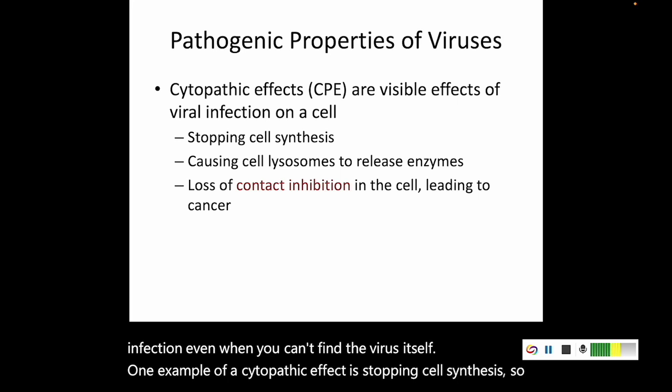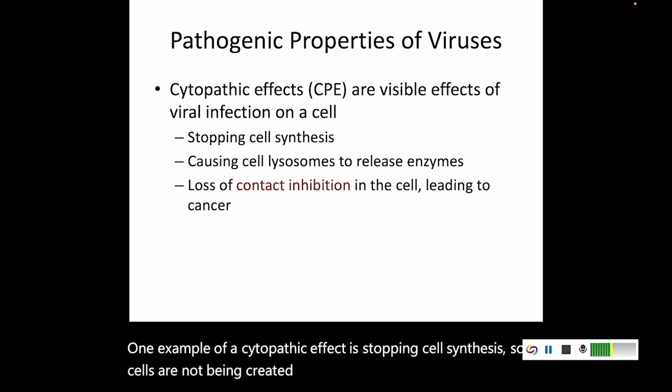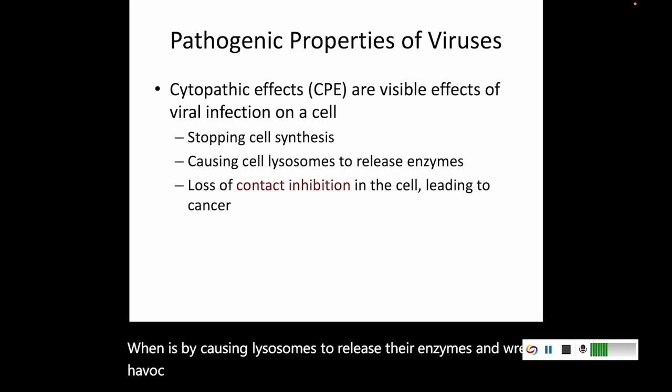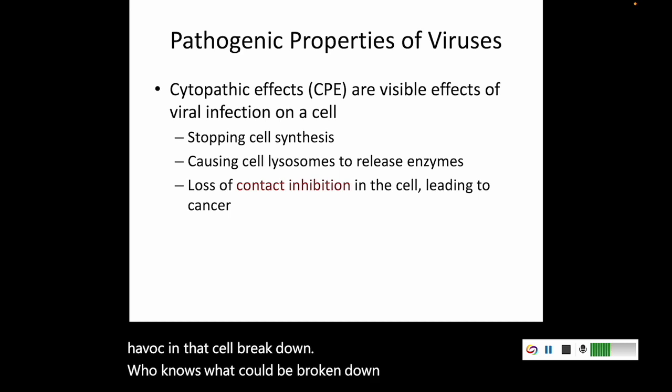So cells are not being created when they normally would be. One is by causing lysosomes to release their enzymes and wreak havoc in that cell, break down. Who knows what could be broken down in that cell?